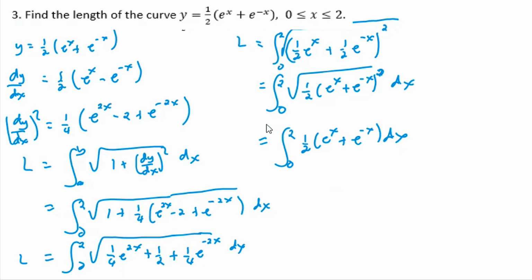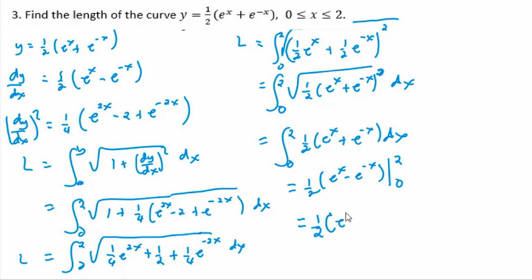Now we take the integration for that. So we have now 1 half of e raised to x minus e raised to the negative x, and this will be evaluated from 0 to 2. By evaluating this using the fundamental theorem of calculus, this will give us 1 half times e squared minus e to the power of negative 2. Or if you like, it has an approximate value of 3.63, but I prefer to have this rather than this one.